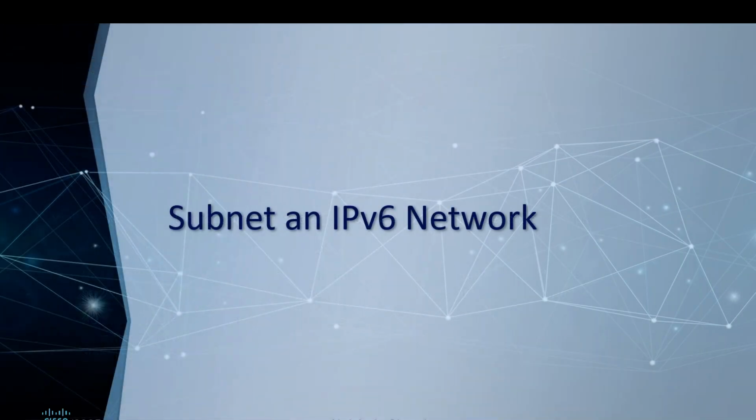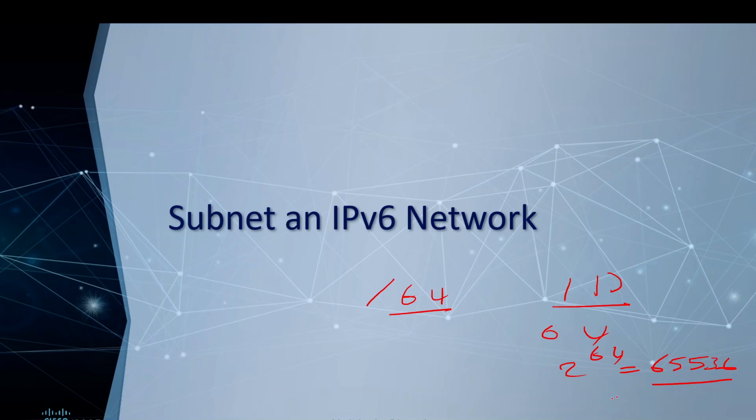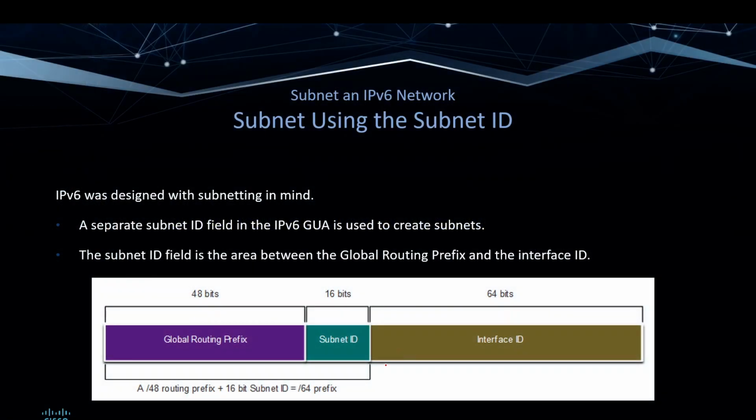So finally, we're going to see how to subnet an IPv6 network. We don't need to be worried about subnetting because we use a /64 prefix length. So the rest of the ID is 64 bits. So 2 to the power of 64 will give us a lot of IPv6 addresses. So we don't need to worry about the subnetting.